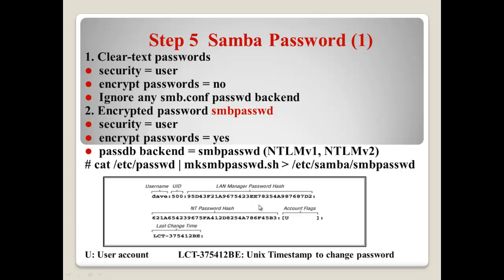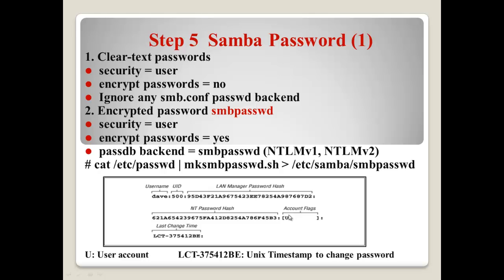And this smbpasswd file has this kind of structure: username, UID, LAN Manager password, NT password, account flags, and last change time. Username comes from /etc/passwd, UID also. The LAN Manager one we call NTLM version 1, and the NT password is NTLM version 2. So according to your situation, you can use NTLM version 1 or NTLM version 2.